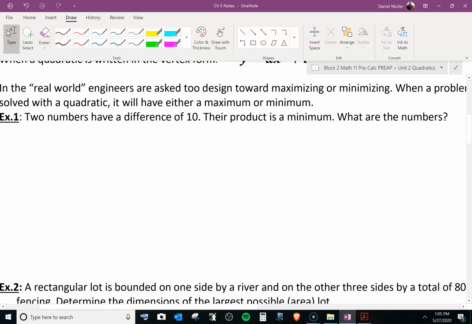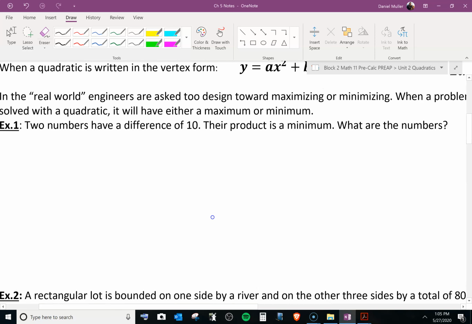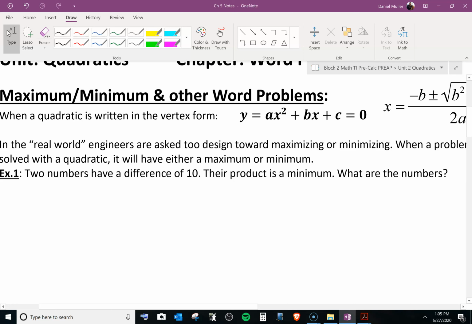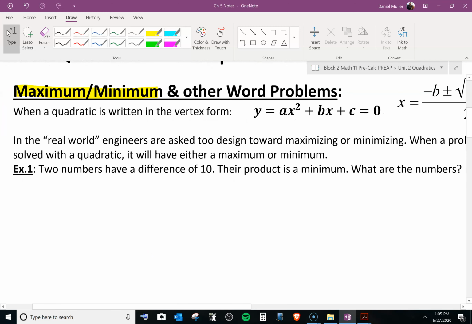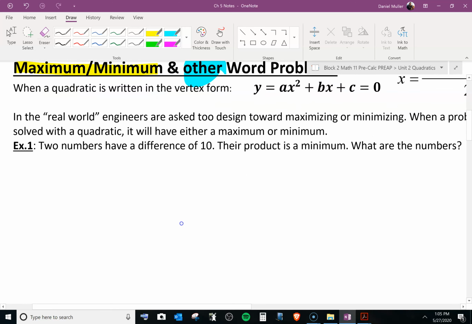All right, we're looking here at some application questions or word problems. Typically, they're going to be maximum and minimum, but I think there might be one that is not a maximum and minimum. So we'll look at that. Oh, that's why, the other one's another word problem. Great. Okay, well, anyways, we're going to do this.